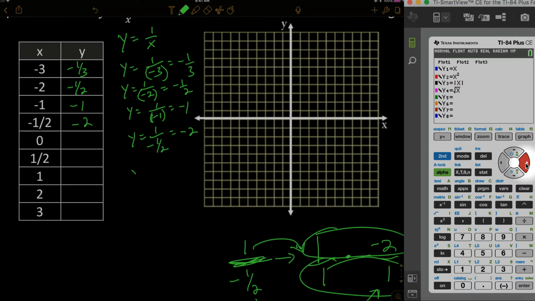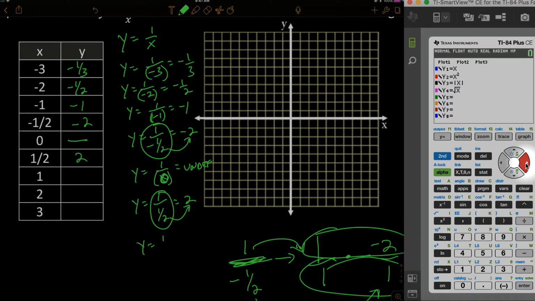If I plug in a 0 for x, I cannot divide by 0 in math, just like I couldn't square root a negative. So I'm going to get undefined. There is no y value when x is 0. Now if I plug in 1/2, I'm going to get 2 for the same reason. Up here I got -2, I'm going to get 2 here. If I plug in 1, 1 over 1 is 1. If I plug in 2, I'm going to get 1/2. You could think of it as 0.5. And if I plug in 3, I'm going to get 1/3. You can think of it as 0.3 repeating.